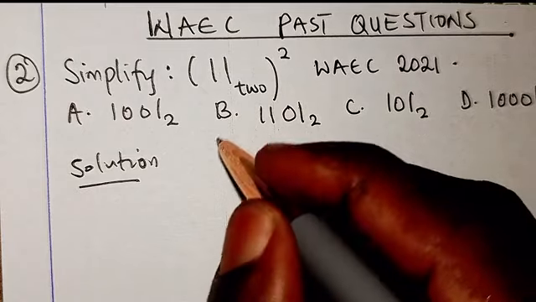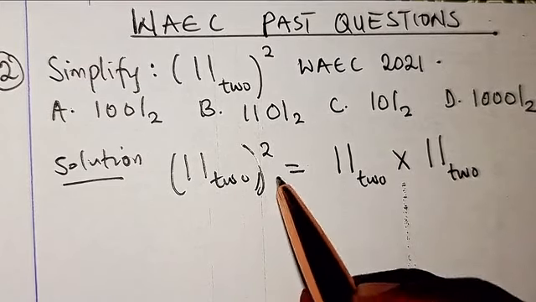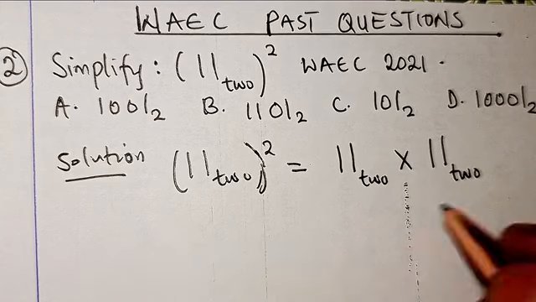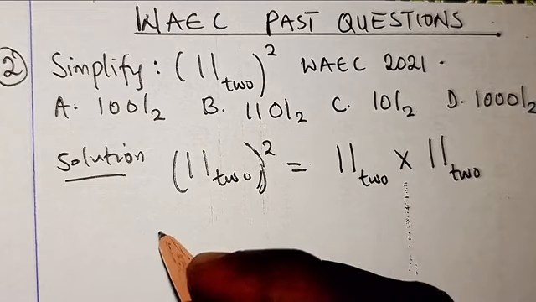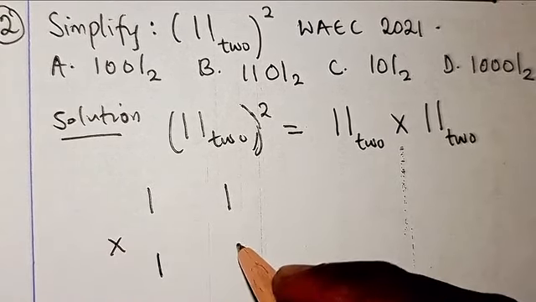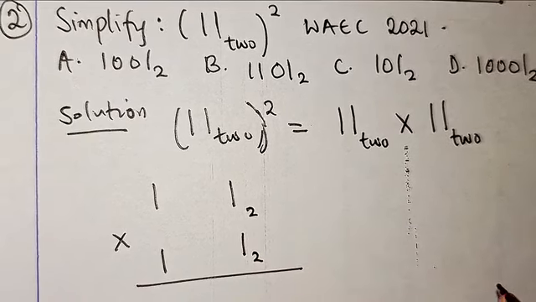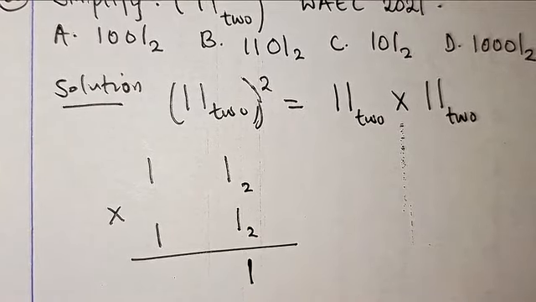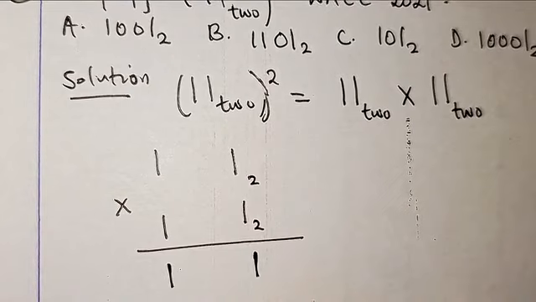So here, we are multiplying 11 base 2 by itself 2 times. What we are going to do is normal multiplication: 11 multiplied by 11, both in base 2. Normal multiplication, the way we do it: 1 times 1 gives us 1. 1 times 1, we have 1 here. 1 times 1 here, we have 1.